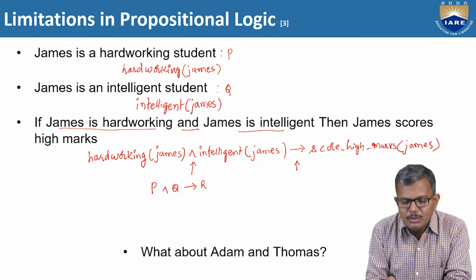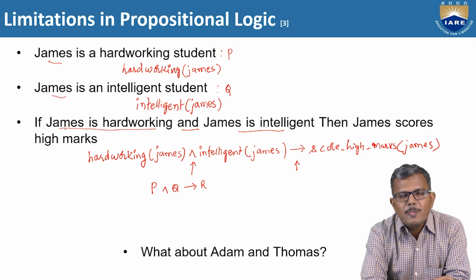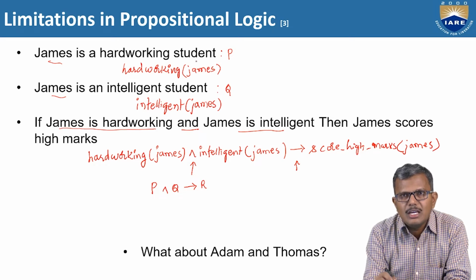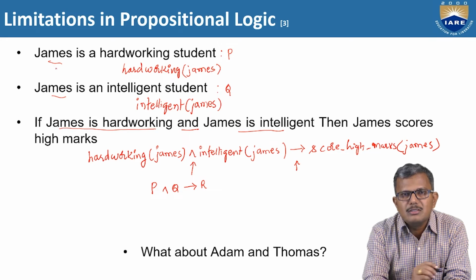Okay, but here try to observe that in these examples I am talking about a specific person, James. For example, if the class has a large number of students who are hardworking and intelligent, how are we going to represent it? In propositional logic, we fail to represent the same English sentences in a generalized form. They are not generalized, they are specific, because I am talking only about one particular person called James.